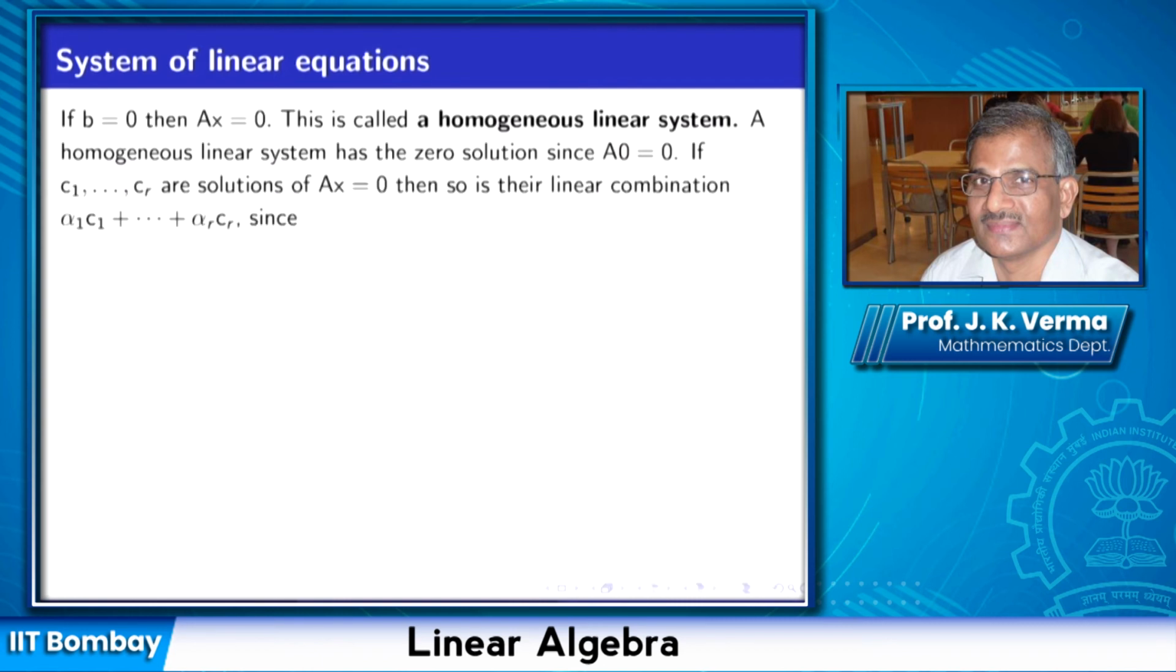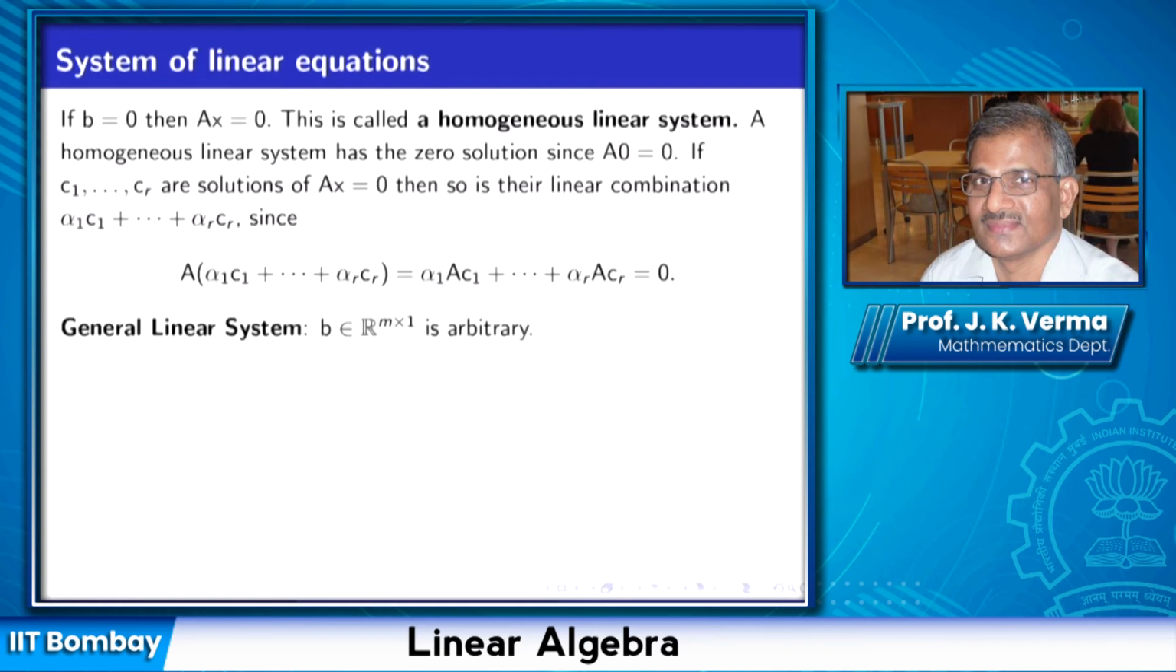Now, if C1, ..., CR are solutions of Ax equal to 0, then we can take a linear combination alpha 1 C1 plus ... plus alpha R CR, and this is also a solution of the same homogeneous system of linear equations, because A times (alpha 1 C1 plus ... plus alpha R CR), by properties of matrix multiplication and linear combinations, is equal to alpha 1 AC1 plus ... plus alpha R ACR, and that is equal to 0.